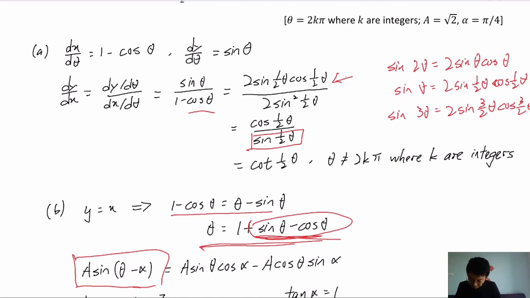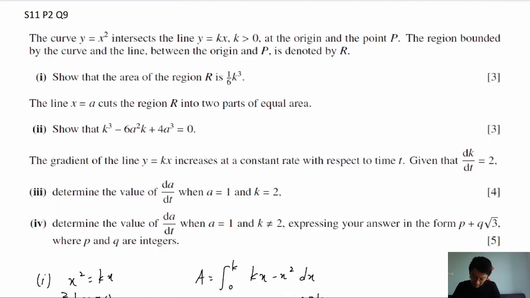So that's it for our first question. For the second question, it's a bit long. We should look at how to do this. First, we have the curve y equals x squared intersecting the line y equals kx, where k is greater than 0. The region bounded by the curve and the line, between the origin and P, is denoted by R. Show that the area of the region is given by 1/6 k cubed.